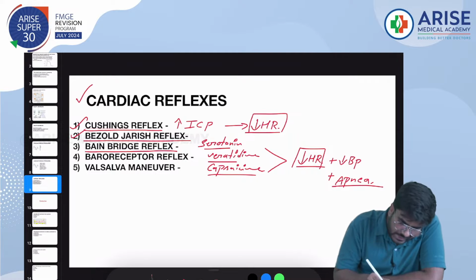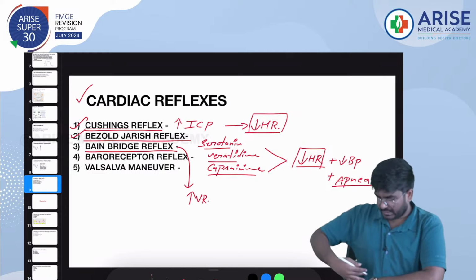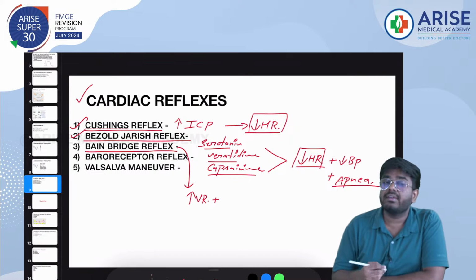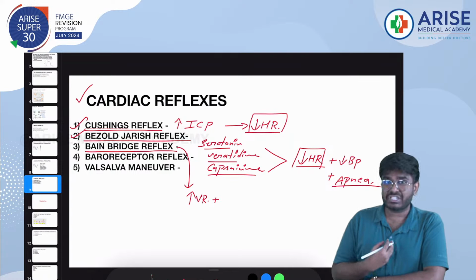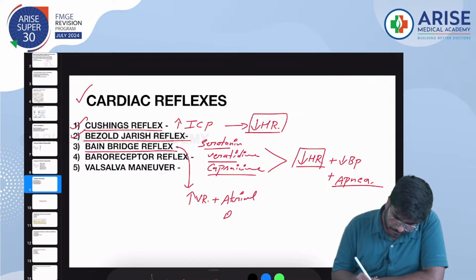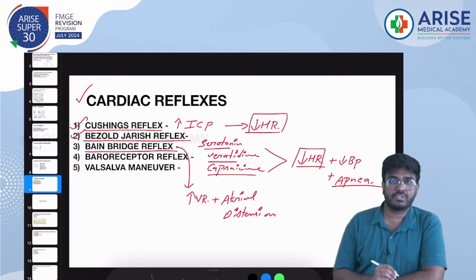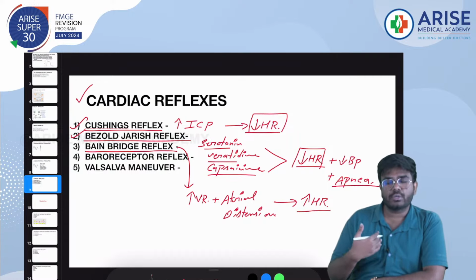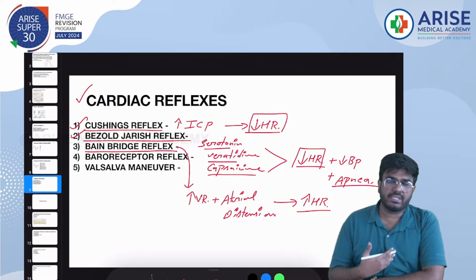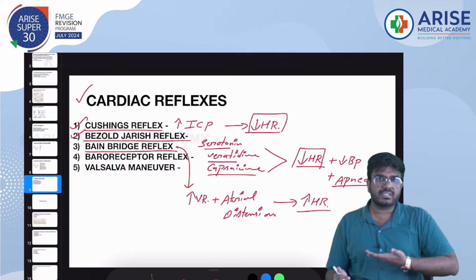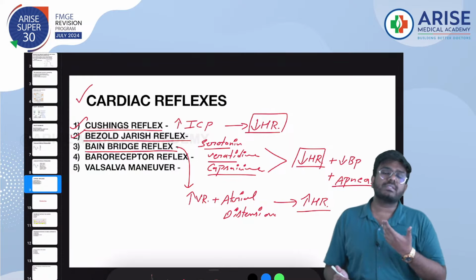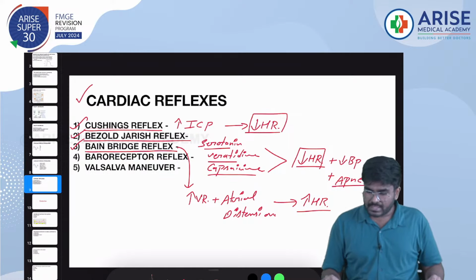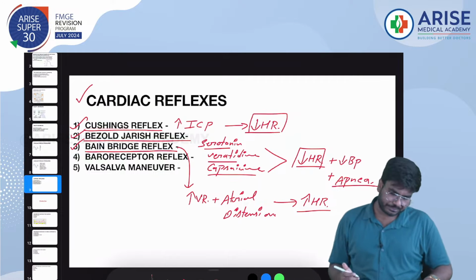In Bainbridge reflex, what exactly happens is if you increase the venous return to the heart, maybe you are increasing the blood volume, so more venous return, or if you cause atrial distension, that's going to increase the heart rate. Saline infusion: if you infuse the saline, the venous return to the heart is going to be more, and the volume sensing receptors in the heart are going to be activated. So finally, at the end of the day, the heart rate is going to increase. So tell me, which reflex is the tachycardiac reflex? The Bainbridge reflex. Bainbridge reflex is a tachycardiac reflex. That I want you to know.